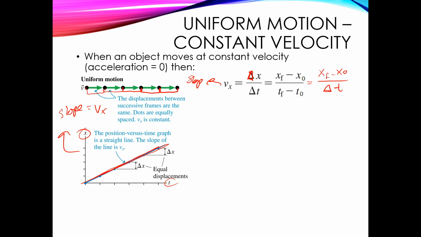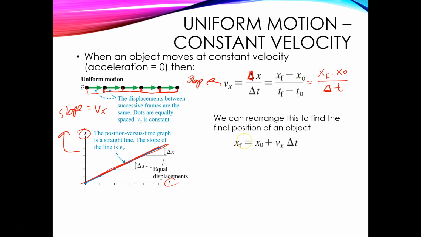So for our first kinematic equation, we solve this equation for our final position. And we get the equation: our final position is equal to our initial position plus our velocity times our change in time. And this is actually a special equation. It's going to tell us a lot about the relationship between our velocity and our position.